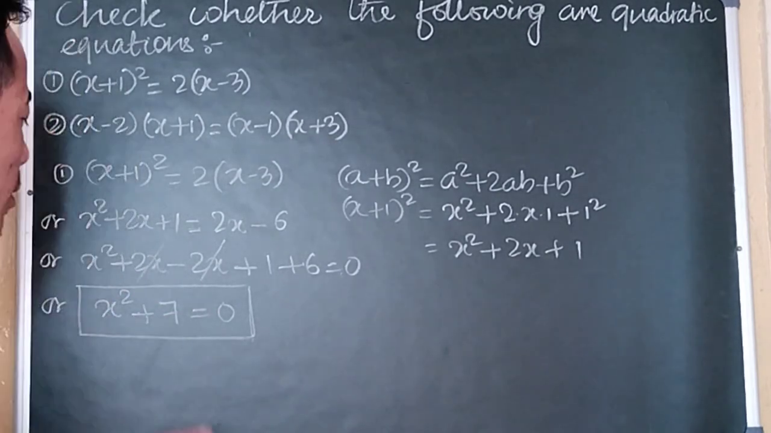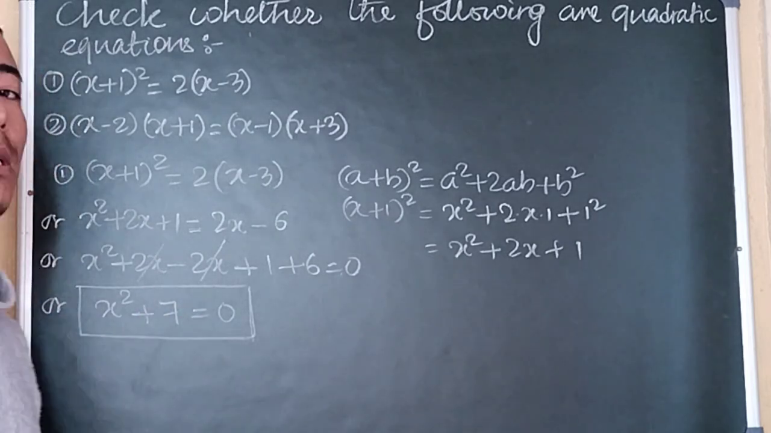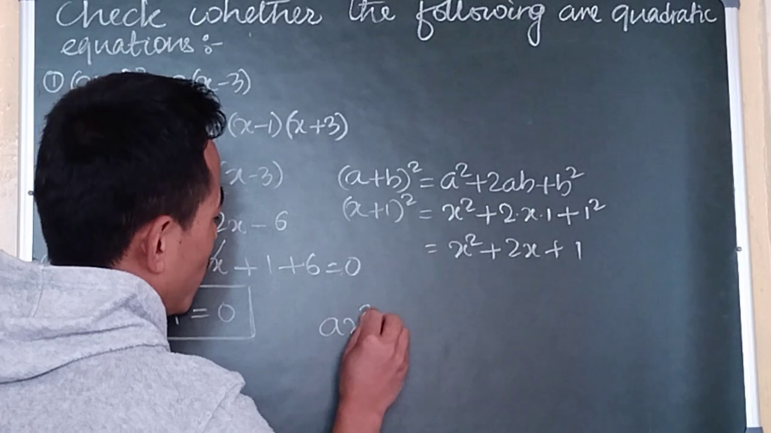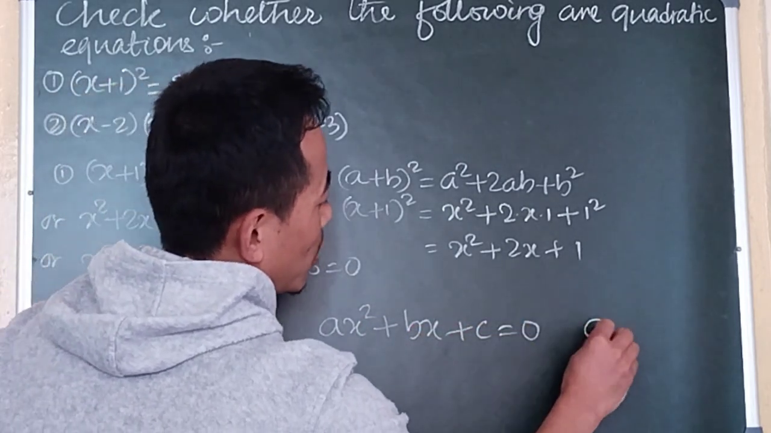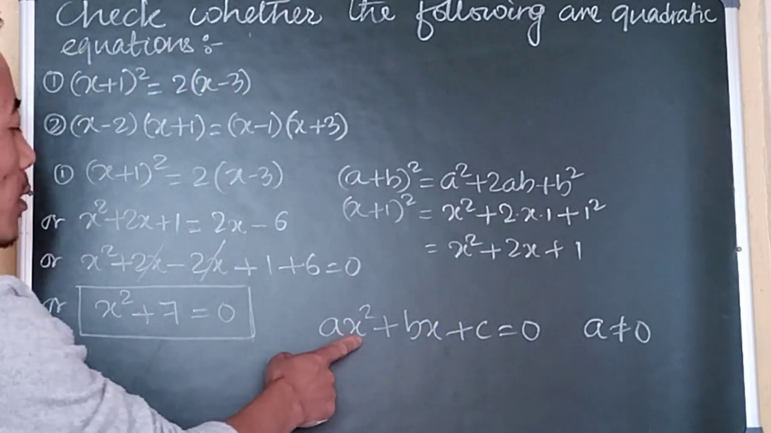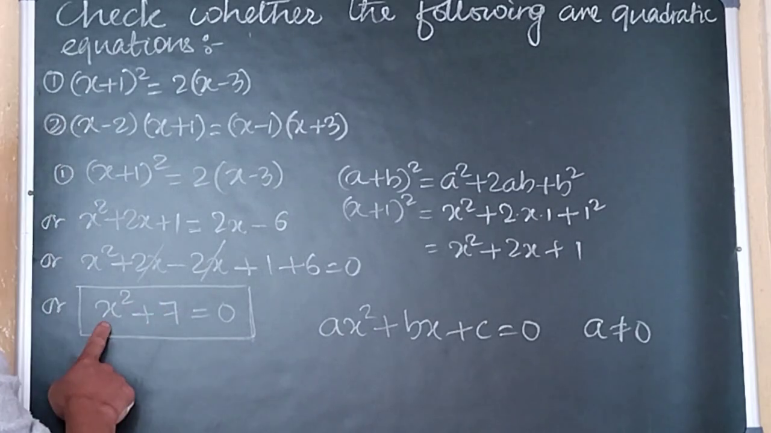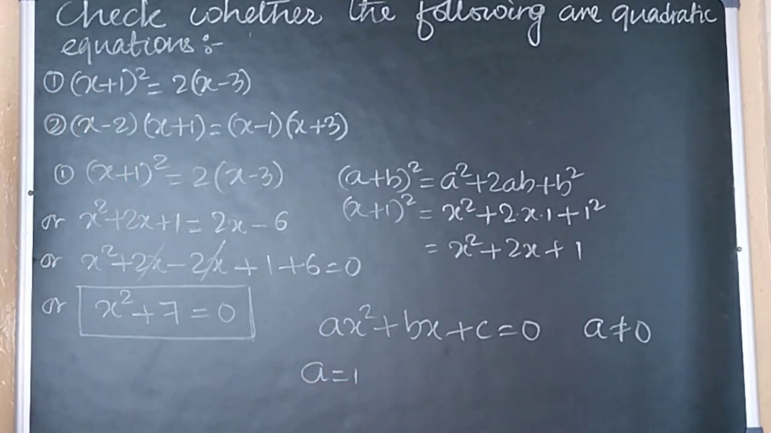Now you have to say whether this equation is quadratic or not. So this equation is a quadratic equation if you represent it in this form, ax squared plus bx plus c equals to 0, a not equal to 0. So you can clearly see that the coefficient of x squared in this equation is 1. So a is equals to 1 here. That means a is not equal to 0. And also you can see that the variable has power 2.